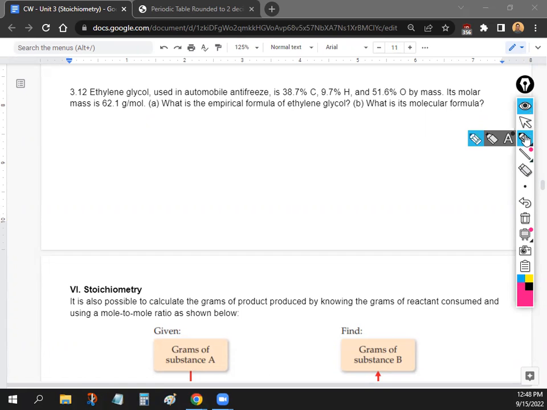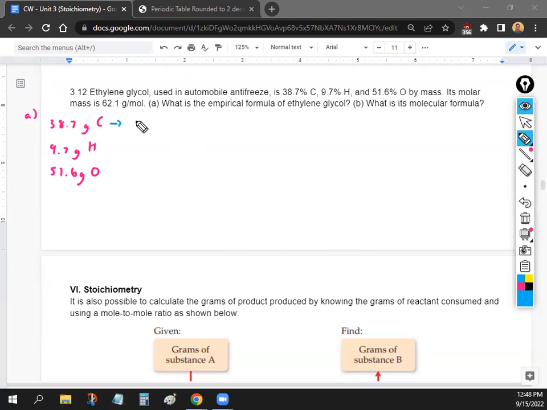Okay, so the first thing that we want to do for part A is turn all of the elements into grams. So we're going to assume a 100-gram sample, so we can turn all the percentages into grams. So it's going to become 38.7 grams of carbon, 9.7 grams of hydrogen and 51.6 grams of oxygen. And then we're going to use the molar mass on the periodic table to turn all of these into moles.